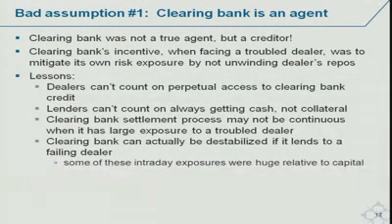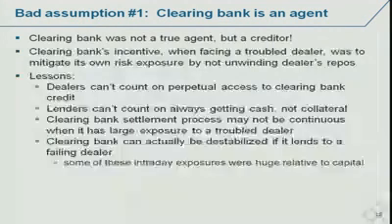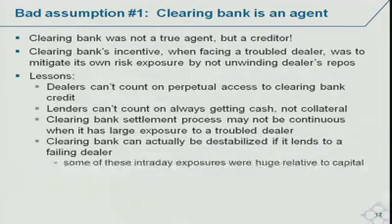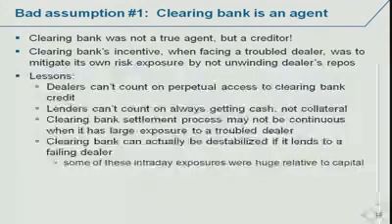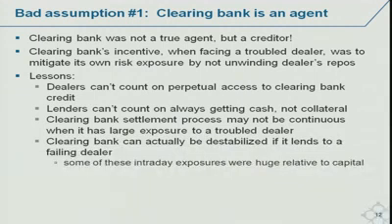So bad assumption number 1. Clearing bank, obviously, as we've just said, was not a true agent, but was a creditor, in fact. And so it had the incentive, when concerned about a troubled dealer, instead of doing what's right for the system and continuing to clear trades and unwind and rewind repos, now it has its own exposure to worry about. So now it has the incentive not to unwind and to keep the cash, or to keep the collateral. And so a lesson, well, several lessons that we learned from this experience is that dealers probably can't count on perpetual access in this setup to clearing bank credit. Lenders can't always count on getting their cash back. They may actually be getting collateral back, and they should be planning for that.